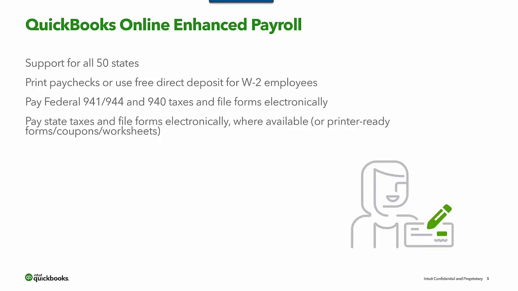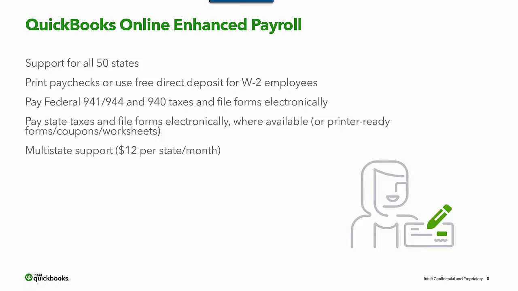You can choose whether or not you turn that on. And then paying state taxes and filing forms electronically where it's available. So some states may not have electronic services. Some might not have it for every single tax type, but where it's available, we have it. And if it's not available, there's always a printer-ready form, coupon, worksheet, whatever that state requires for that particular tax.